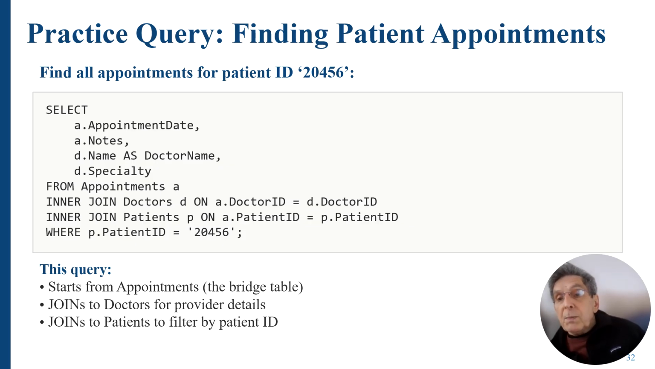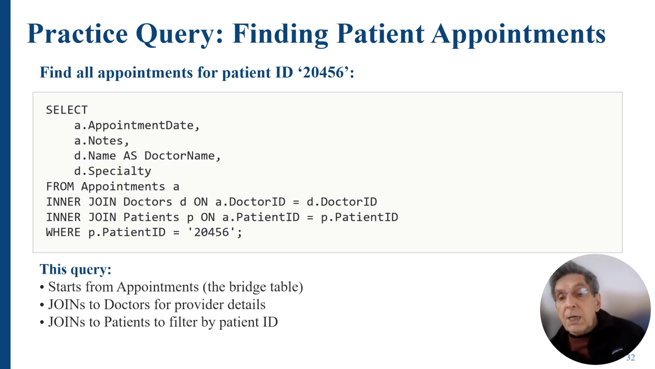We start from the appointments as our base table because it's the bridge that connects everything. We inner join doctors on the doctor ID to get the provider details. Then we inner join patients on the patient ID so we can filter the patient. The where clause filters to patient 20456. The select retrieves appointment date, notes, doctor name, and specialty.